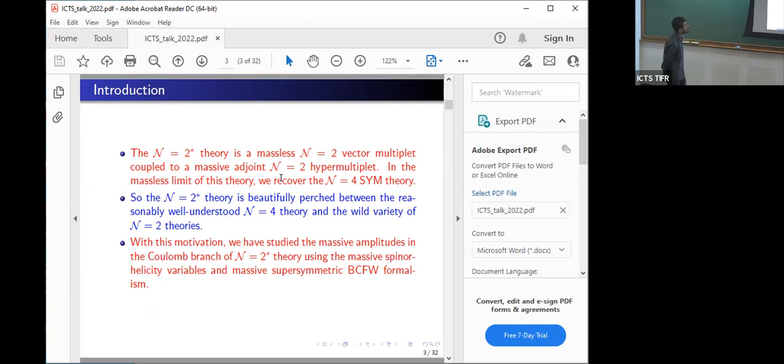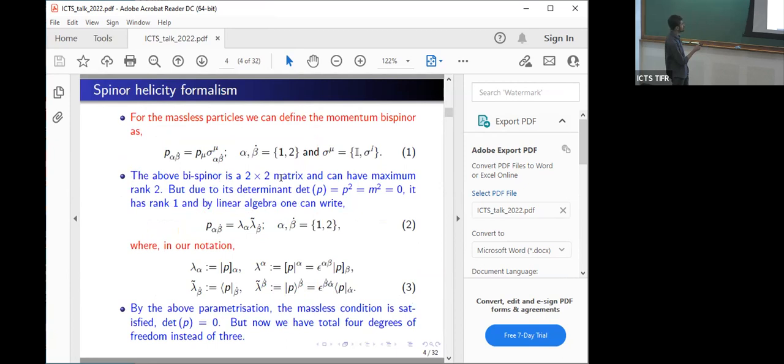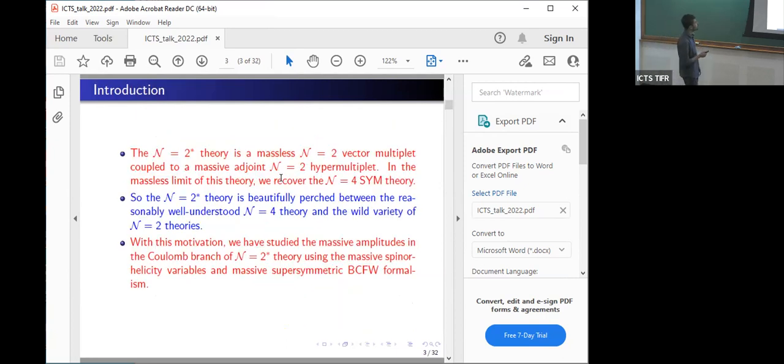With this motivation, we have studied the massive amplitudes in the Coulomb branch of N=2* theory. So what happens in the Coulomb branch of N=2* theory? At the origin of the moduli space, the vector multiplet is massless and the N=2 hypermultiplet is massive because we give the mass perturbation to the N=2 hypermultiplet. But in the Coulomb branch, both the vector and the hypermultiplet are massive. Using massive spinor helicity variables and the massive supersymmetric BCFW formalism, we have constructed the 4-point amplitude in the N=2* theory.